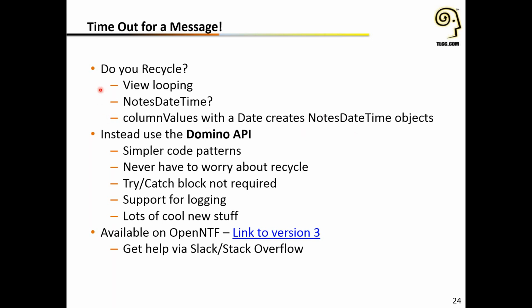Also, you probably noticed, when you're using the Java API from IBM that comes with XPages, you have to use try-catch blocks, otherwise you get an error. So here I'm going to put a plugin for the Domino API on OpenNTF because it has much simpler code patterns you have to work with. You don't have to worry about recycling. You don't have to use a try-catch block. And there's a lot of other cool things in there. They have support for logging and other neat features.